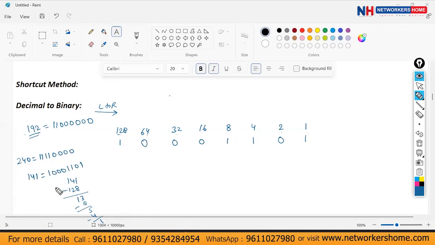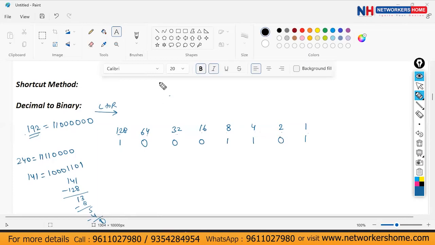Clear to everyone? Ajay, you said that once it is 0, the rest of all will be 0, right? No. If this value comes 0 when we are subtracting, then the remaining will be 0. Okay.